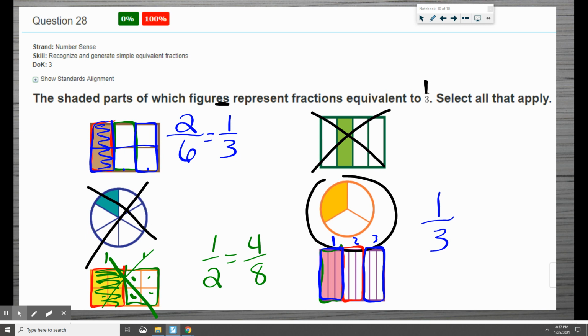Now I'm going to look at it with the lines. Well, there are 1, 2, 3, 4, 5, 6, 7, 8, 9 in the whole. 3 of them are shaded. 1/3 is equivalent to 3/9. We should have picked these 3 answers.